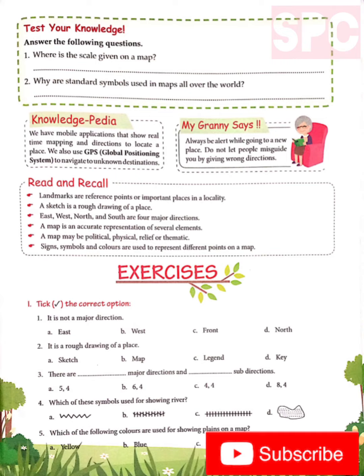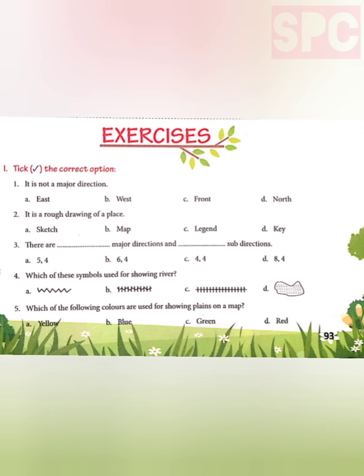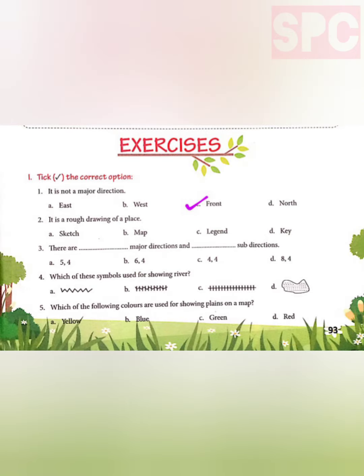Let's move on to the book exercises. Question number 1. Tick the correct option. First question. It is not a major direction. East, west, front, north. So children, we will take option number C, front. Front is not a major direction. There are 4 major directions, which are north, south, east and west. They are also called cardinal directions.